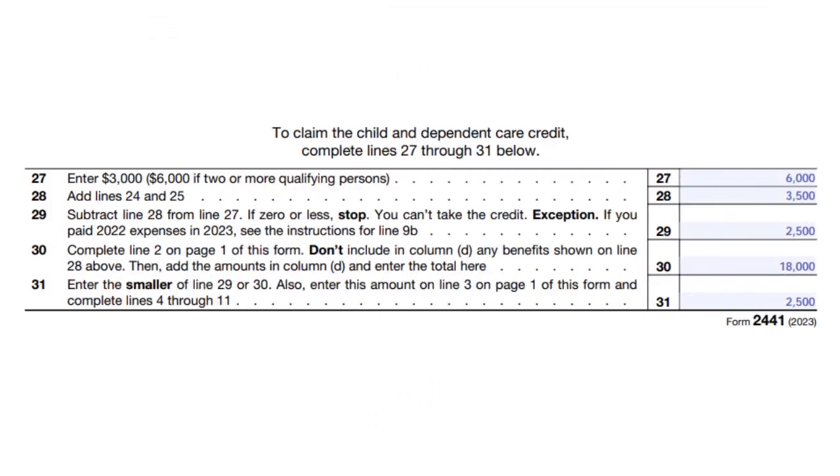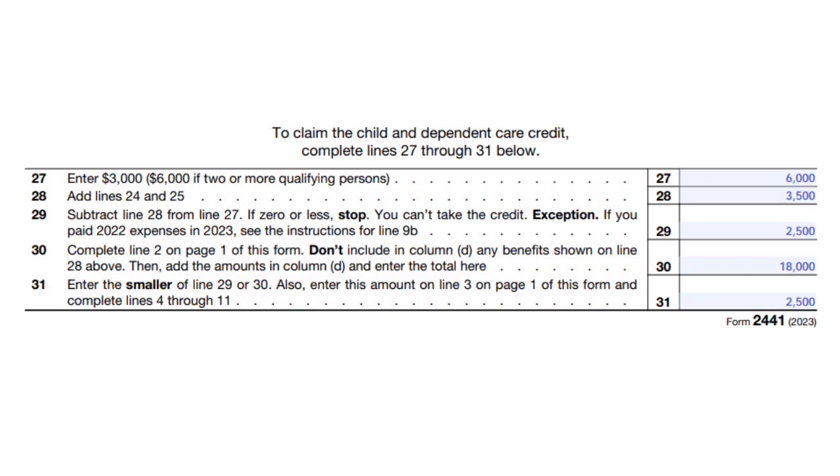Now, I want to show you on the screen line 27. Basically, you have to follow instructions. If you have 2 or more qualifying persons, and if you remember, we had more than 2 qualifying persons, we had 3 as a matter of fact, you put 6,000, and you add lines 24 and 25. So this comes to 3,500. And if you follow the instructions and subtract 3,500 from 6,000, you have 2,500.